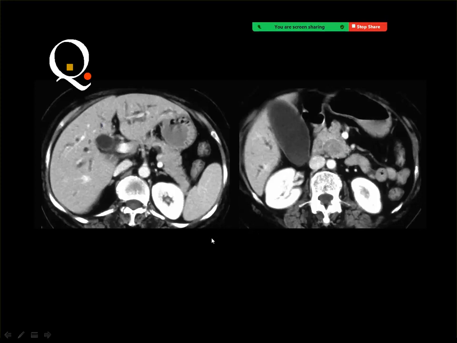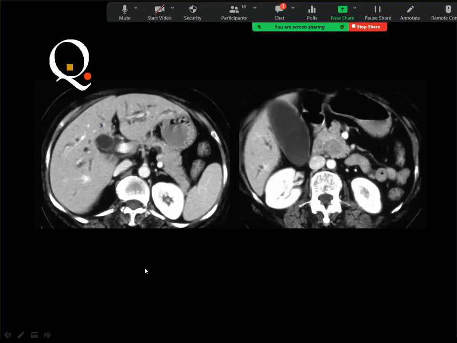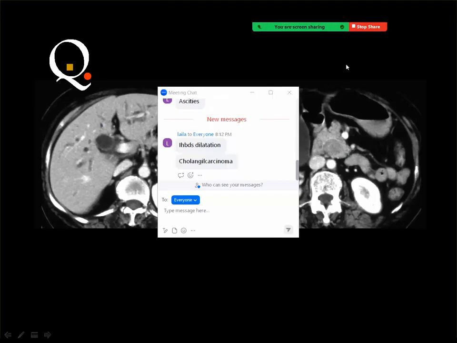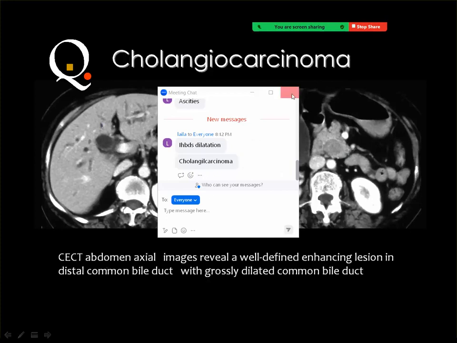Next case is an abdominal scan after intravenous contrast injection at the level of the liver and pancreas. Hydrops of the gallbladder. What is the cause of dilated biliary radicals? Head of pancreas cancer. Cholangiocarcinoma is a very good answer, but where is this cholangiocarcinoma?